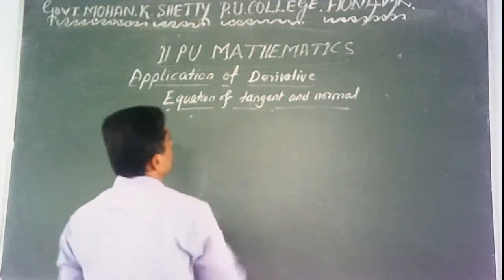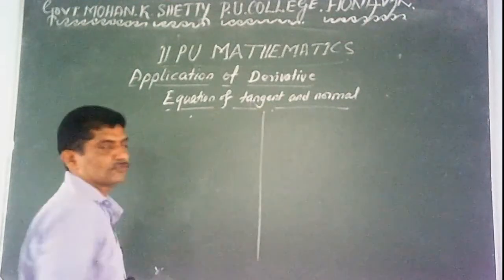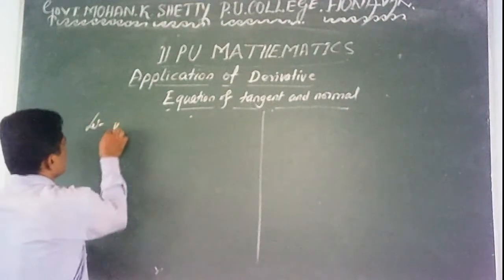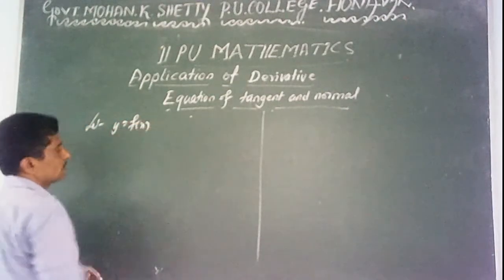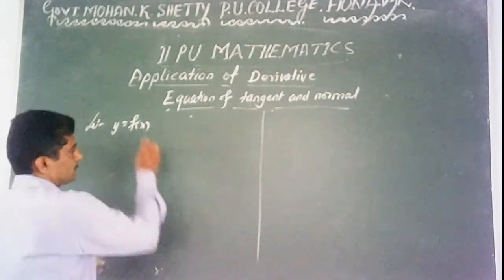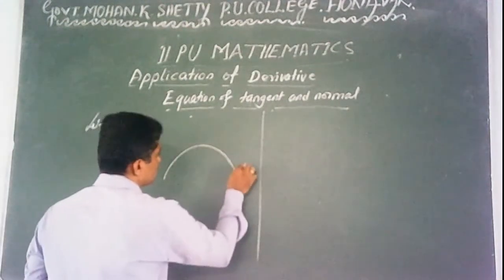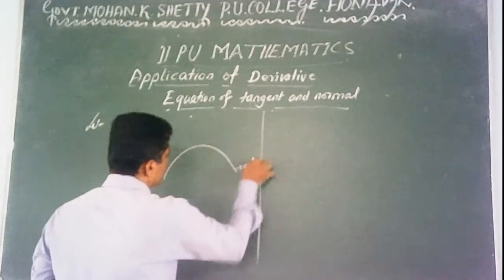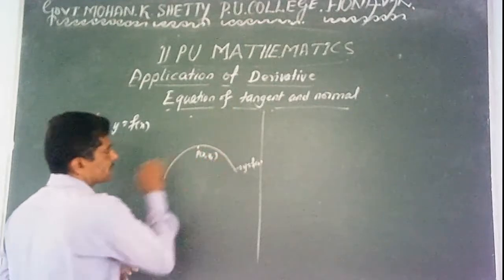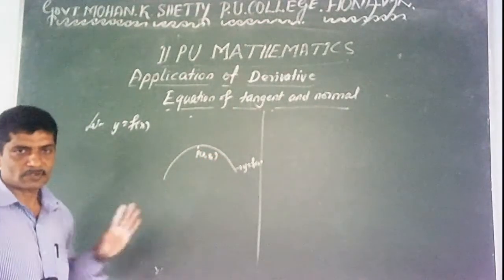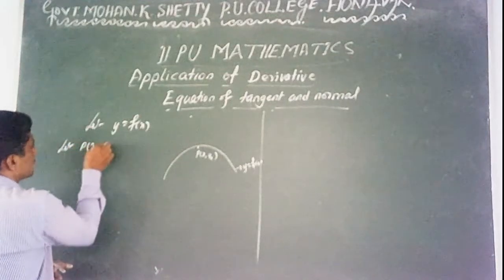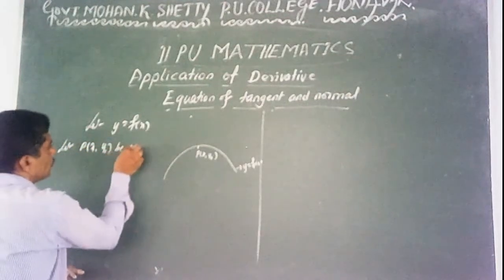Using this, we write the equation of tangent and equation of normal. Suppose given that y is equal to f of x. This is a real valued function, continuous and differentiable. Let P, the fixed point x1 comma y1, be any point on the curve.